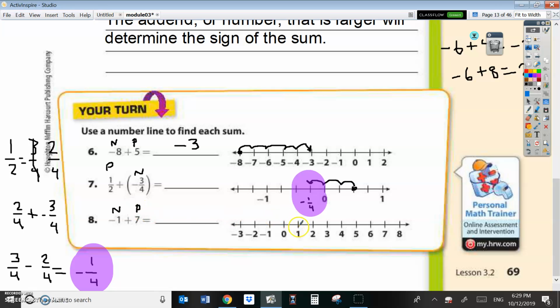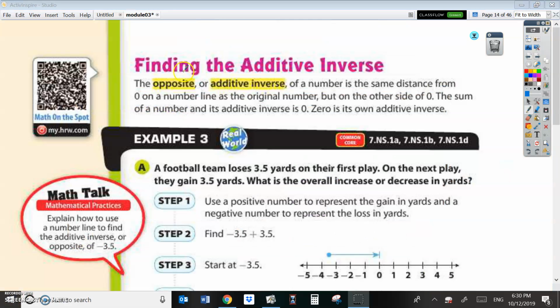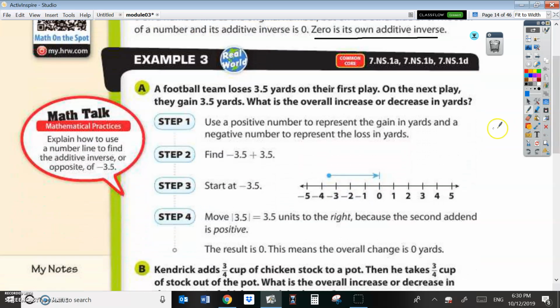So start here at negative 1 and go in the positive direction 7 times. 1, 2, 3, 4, 5, 6, 7 gives us 6. So now we're finding the additive inverse. The additive inverse is the opposite. So 0 has its own additive inverse. It is its own additive inverse. So this is the same here. So they cancel and equal 0.